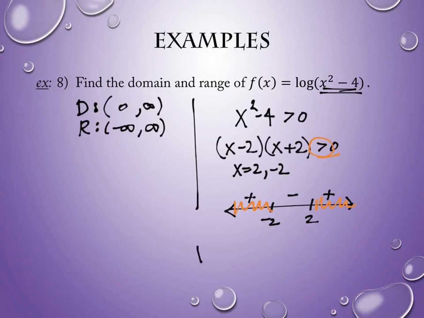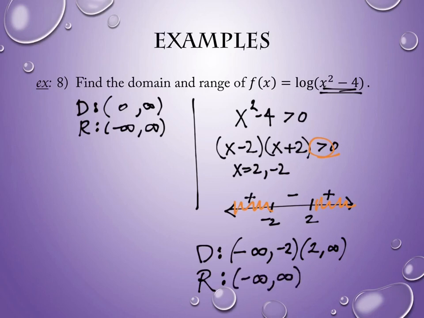So my domain is negative infinity to -2, and then 2 to infinity. But the kicker is, my range didn't change. It's just the domain that does. It's still negative infinity to infinity.